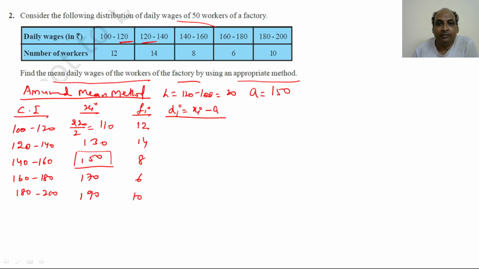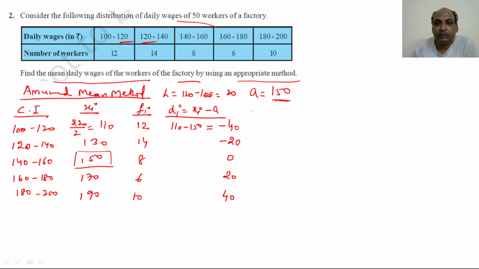Now xi is 110 minus 150. So here let me write first 110 minus 150. This is minus 40. Similarly, you will be doing 110 minus 130. So this will give you minus 20. This is giving 0, 150 minus 150 is 0. 170 minus 150, again 20. 190 minus 150, so 40. Right? Yes.